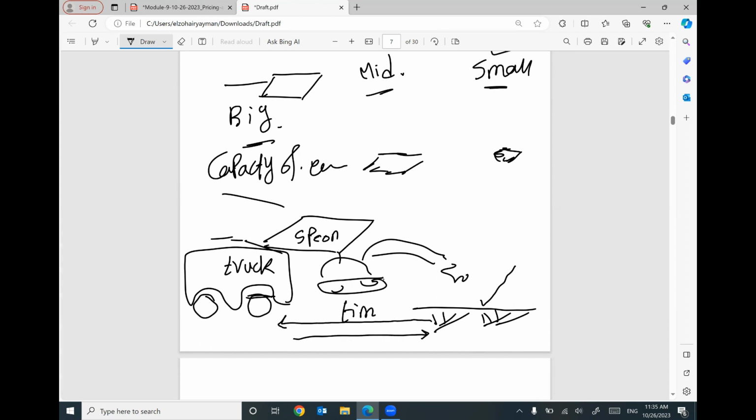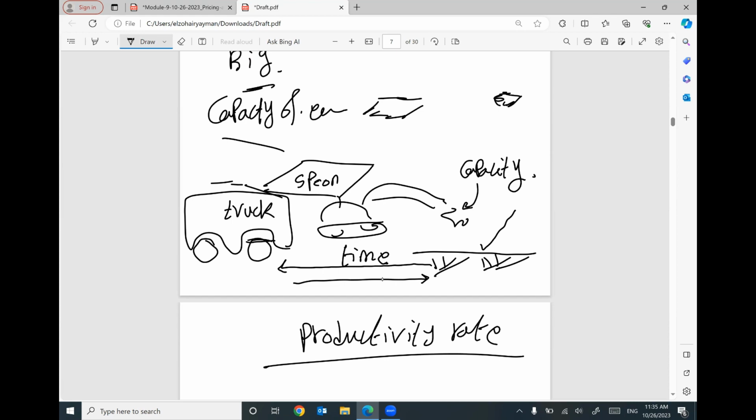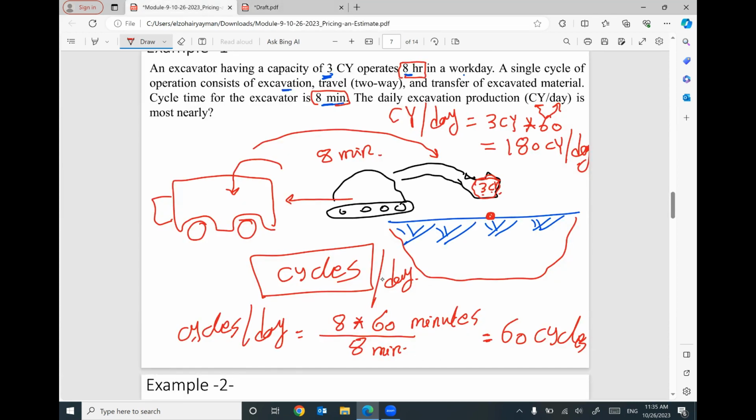This time, beside the capacity of the spoon of the excavator, and the workday time, 8 hours, 6 hours, 9 hours, 10 hours, whatever, I can find out the productivity rate of this excavator. Does that make sense? So these factors will help you to take a decision. What is the size of your excavator? Maybe how many trucks, because I don't like this excavator to wait for the trucks to come back after evacuating the soil. Does that make sense?